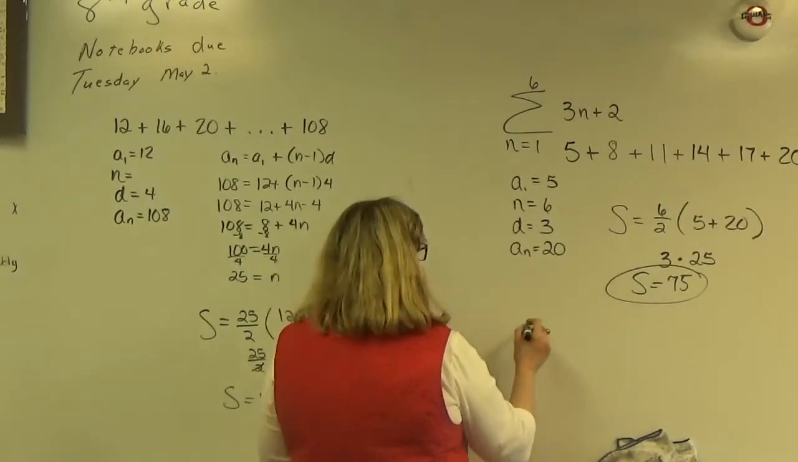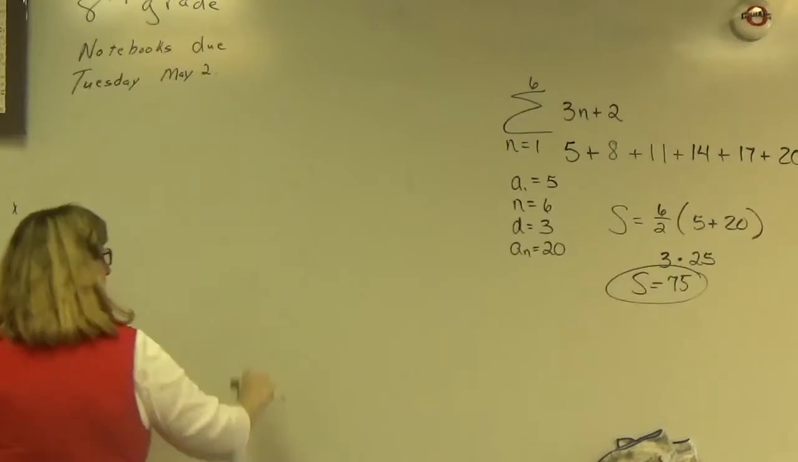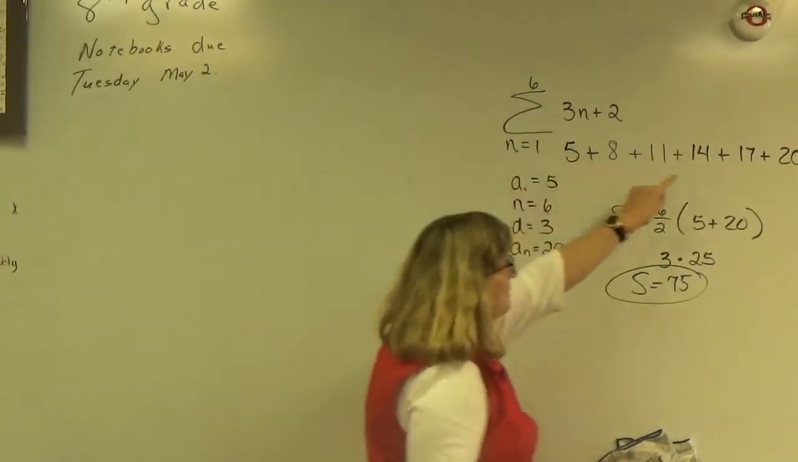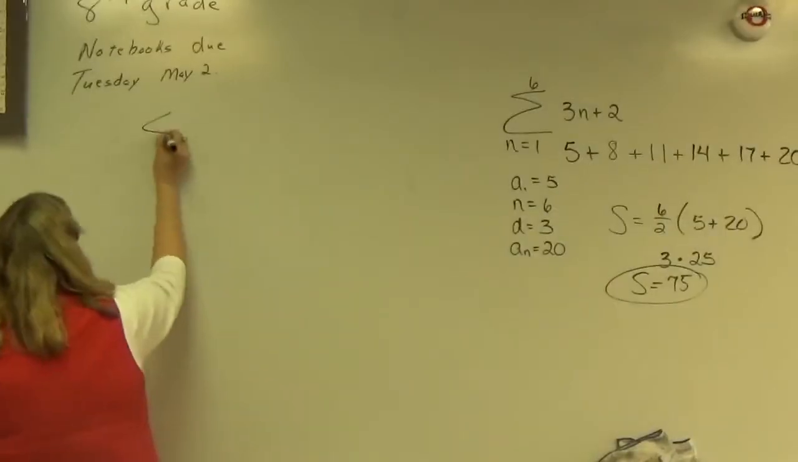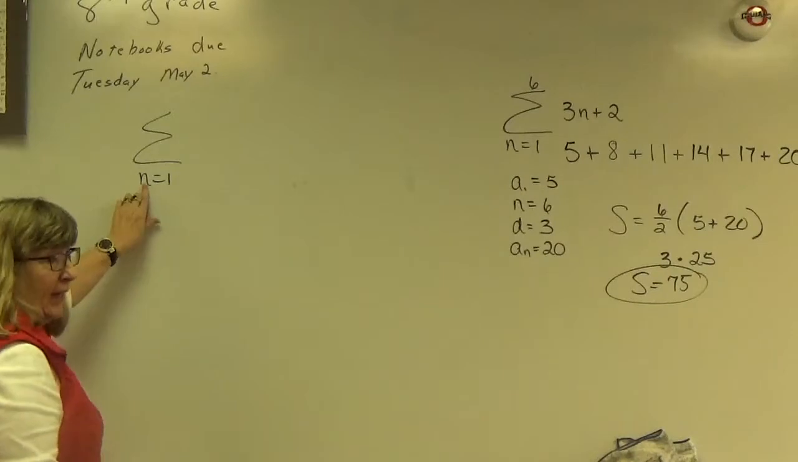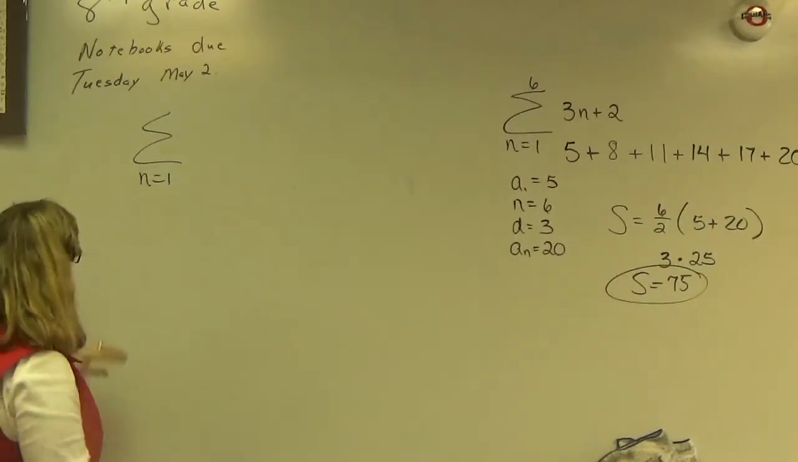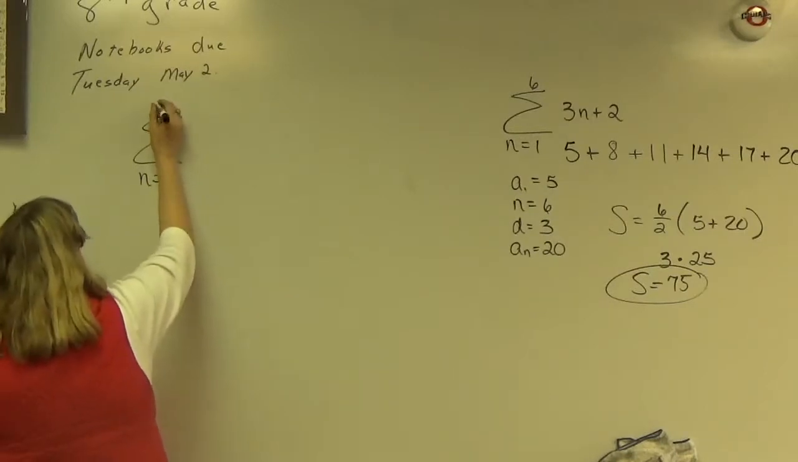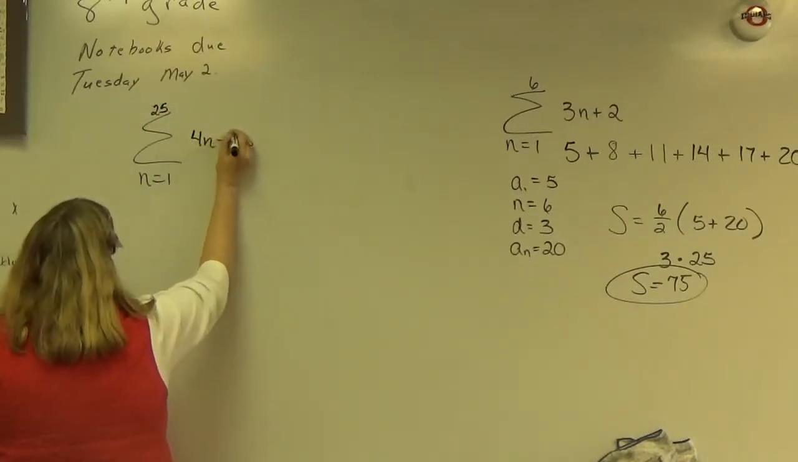Okay, now let's do another one. And this is called the expanded form of sigma, by the way, where we list them all. And this could be n, it could be k, it could be j. It's whatever letter they want, but I'm using n just because I like n. Let's go to 25, and let's make it 4n minus 5.